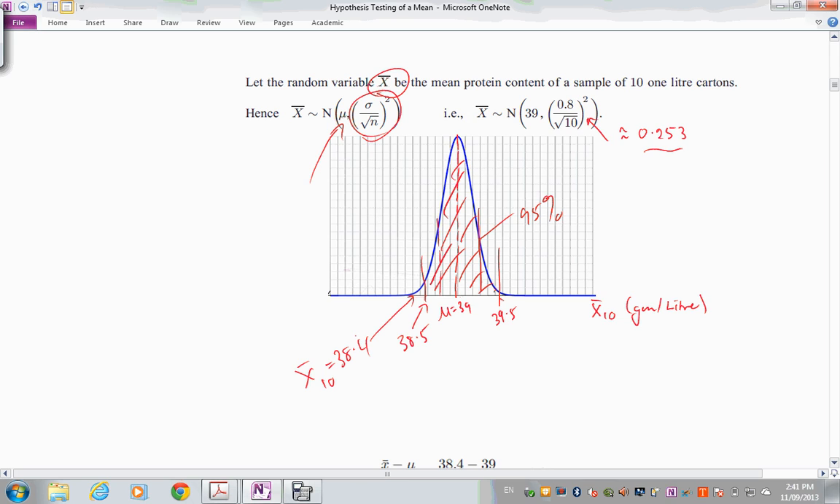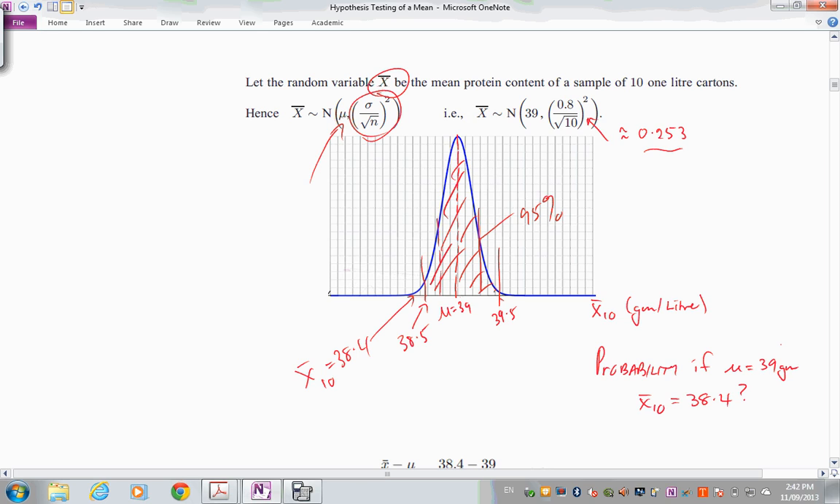Okay, can we associate or assign possibly a probability to this? What is the probability, if we have a mu equal to 39, which is our null hypothesis, of getting an x bar on that distribution, 10, equal to 38.4? It's looking not so good now.